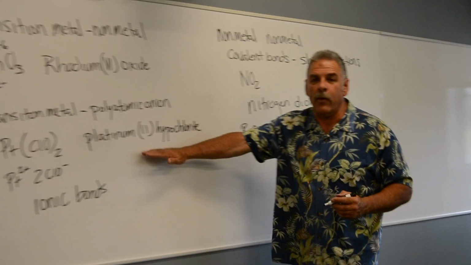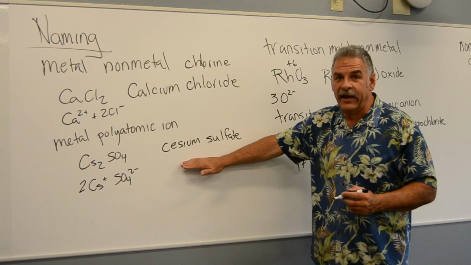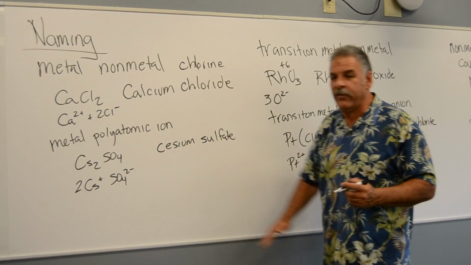We only use Roman numerals for transition metals. And we don't use anything for the known metal, non-metal bonds. All right, so that's naming in a nutshell.